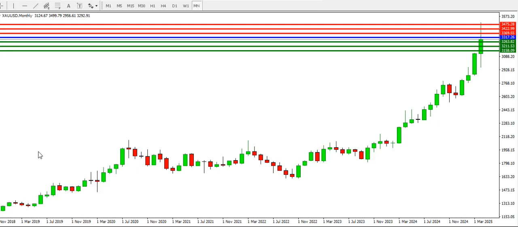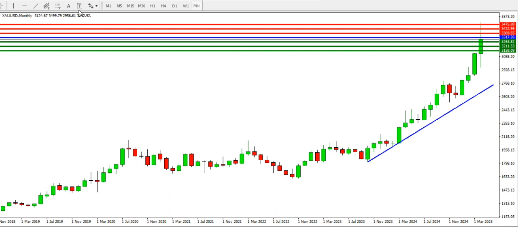Today we'll be looking at how we can trade gold on the lower time frames. But before we go to the lower time frames, we are going to look at what has happened on the higher time frames, and I'll be starting with the monthly time frame. This is the monthly time frame. Price of gold is showing a strong upward momentum on the monthly time frame.